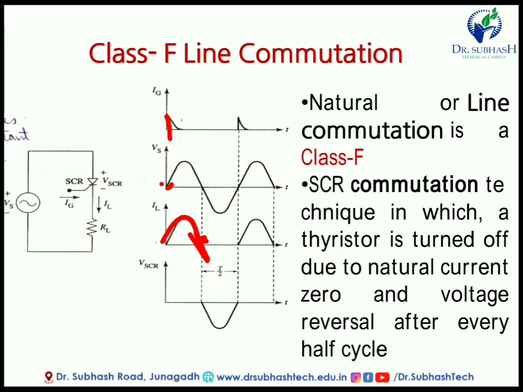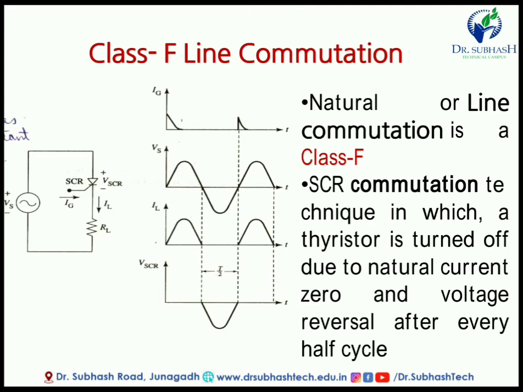At this 0 point, our anode current falls below the holding current IH, or becomes 0, so the SCR turns off automatically. This one is the negative half cycle, and in this negative half cycle our SCR is in the off state. If we do not give any further gate pulse, the SCR remains in the off state.